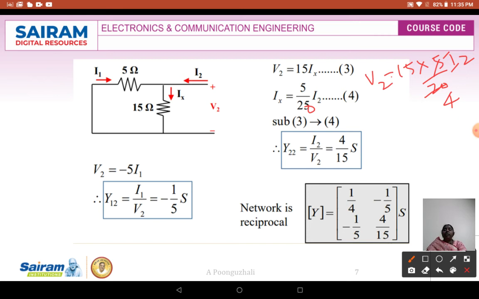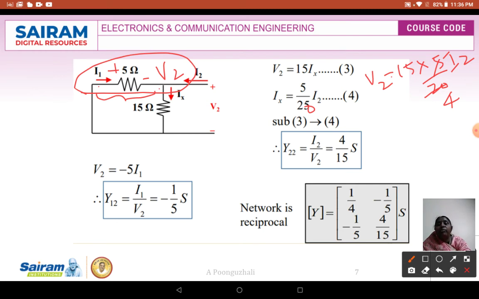Similarly, V2 is nothing but the drop across this 15 ohm resistance. So here the voltage at this point is going to be V2. So here I can say that this is nothing but V2. So for V2, the current is entering like this, this is minus. So write your KVL for this part of the loop.